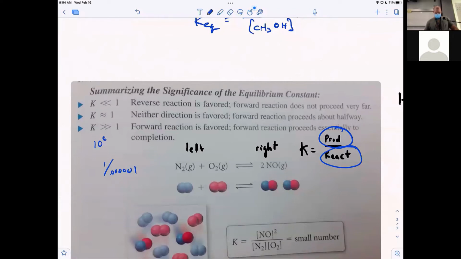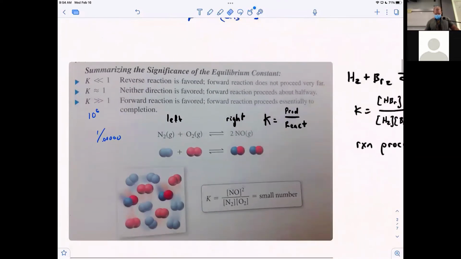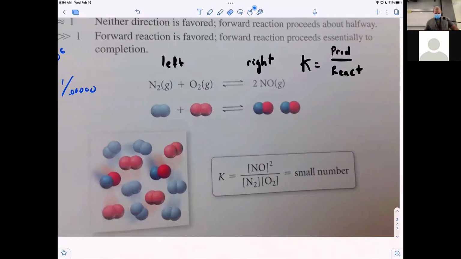What does that mean? It means you have more products. Products are favored, so the reaction tends to proceed forward. So that tells us about K. So here's another example: nitrogen and oxygen reacting to form nitrogen monoxide.